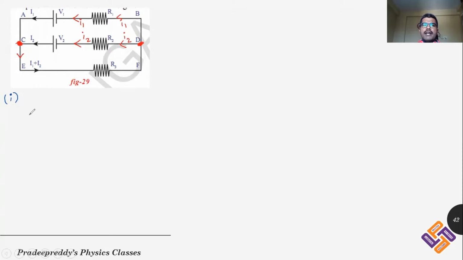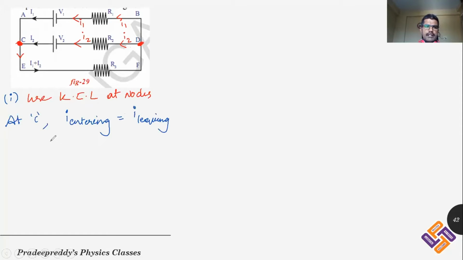Now after giving current directions, use Kirchhoff current law at nodes. So at node C, I can use Kirchhoff current law. How many nodes are there? There are two nodes in the circuit. Therefore, you can write one KCL equation at C: current entering is equal to current leaving.